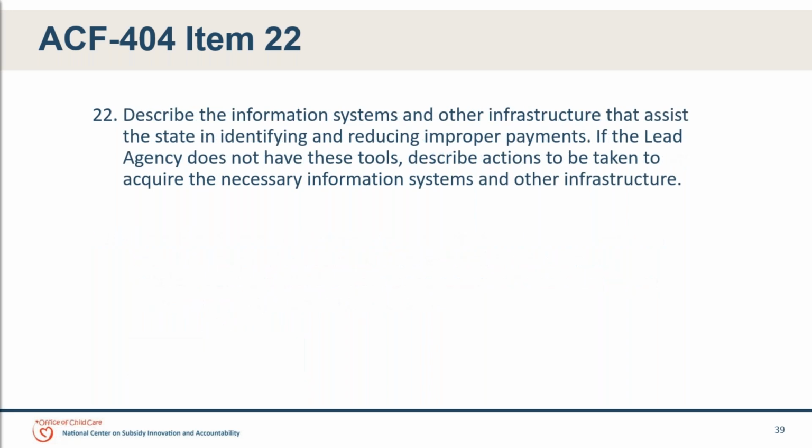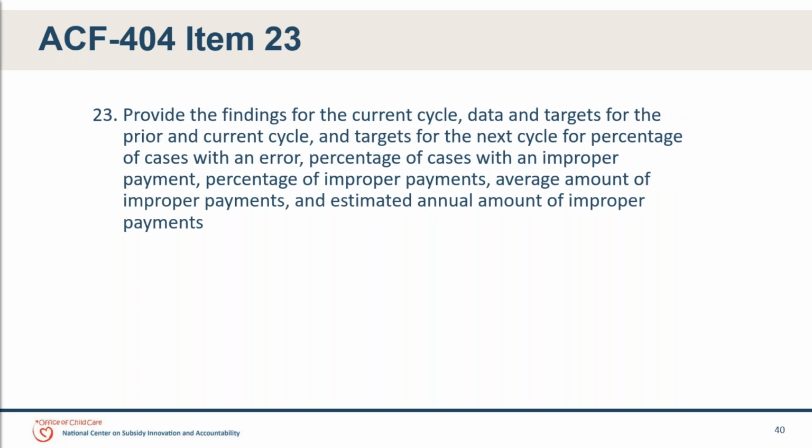Item 22 is where you describe your information system and other infrastructure. What systems help with eligibility, help to identify and reduce errors, or help with the improper payment process. And it doesn't explicitly say this in the item description, but if you have any limitations, you can describe that here. Or if you have any plans to acquire additional systems or update what you already have, you can also describe that here as well. So that one's pretty straightforward.